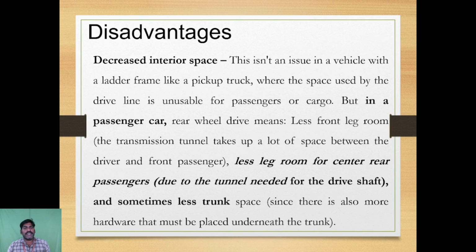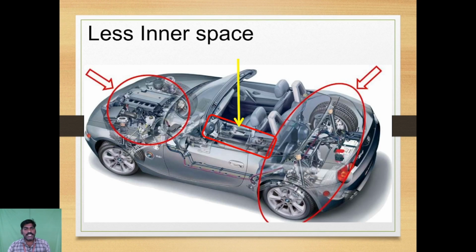Disadvantages: decreased interior space. This is not an issue in a vehicle with a ladder frame like a pickup truck, where the space used by the drive line is unusable for passengers or cargo, but in a passenger car, rear wheel drive means less front legroom, less legroom for the center rear passenger, and sometimes less trunk space. Hardware must be placed underneath the trunk. Less inner space.